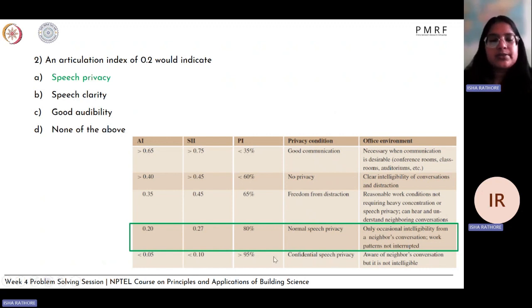For confidential speech privacy, you have to maintain an articulation index of 0.05 or less, such that the people around you cannot listen to whatever you are talking about. You are aware of the neighbor's conversations, but it is not intelligible. But at a 0.2 articulation index, you have occasional intelligibility: you can understand the topic they are talking about, or pick up a few words, but work patterns are not interrupted. So an articulation index of 0.2 indicates a speech privacy condition. So A is the correct answer.